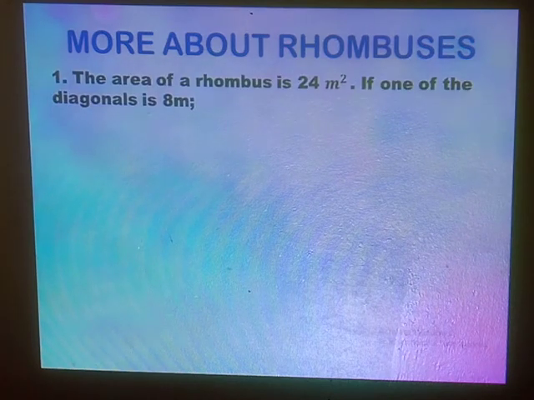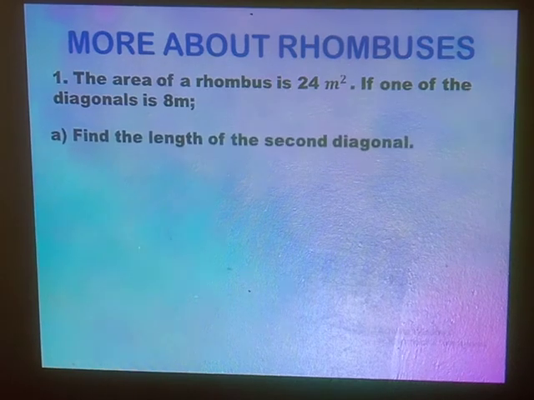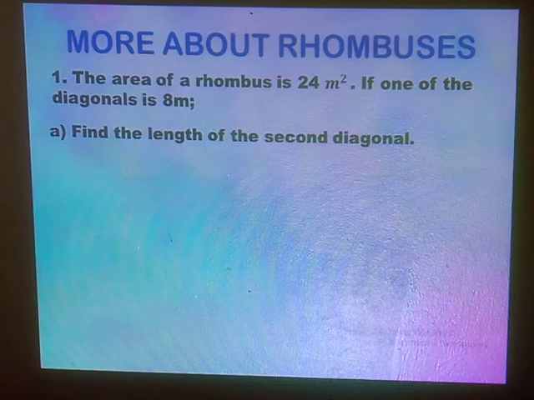Our first question is: the area of a rhombus is 24 square meters if one of the diagonals is 8 meters. Part A, find the length of the second diagonal. If you can recall very well, to get the area of a rhombus, you are given the formula we are supposed to use. So what is going to help us here is that formula.